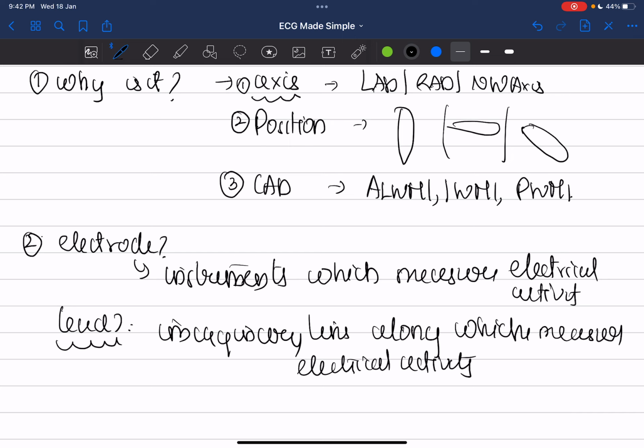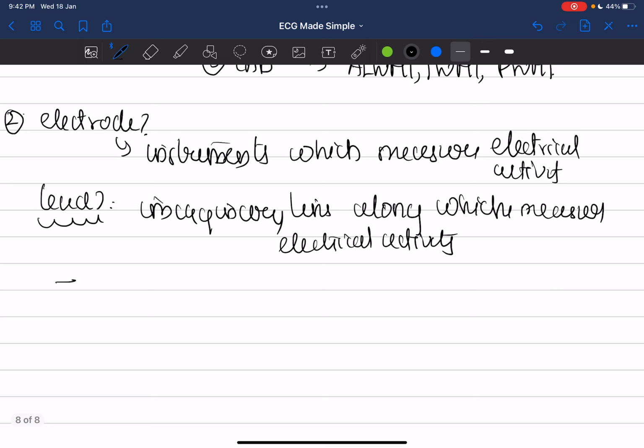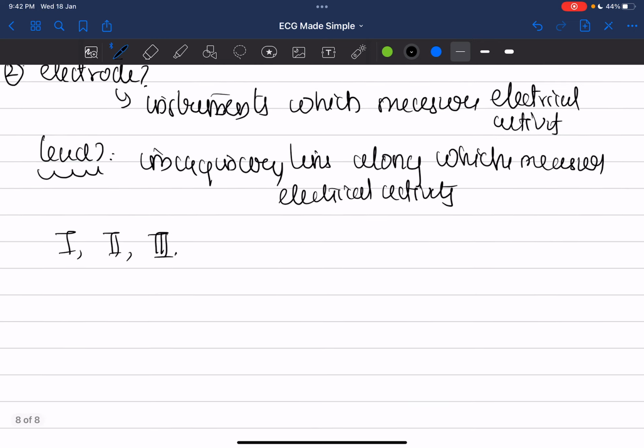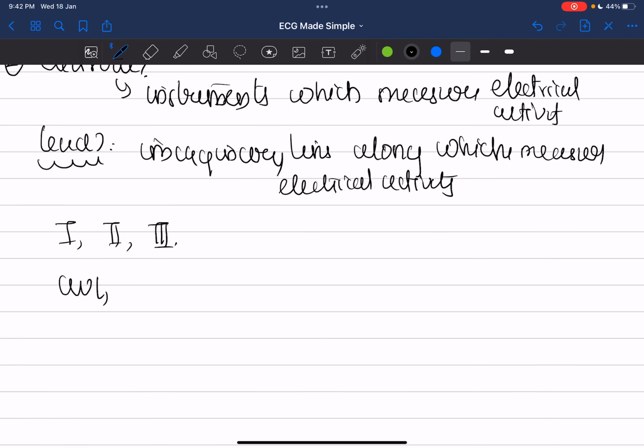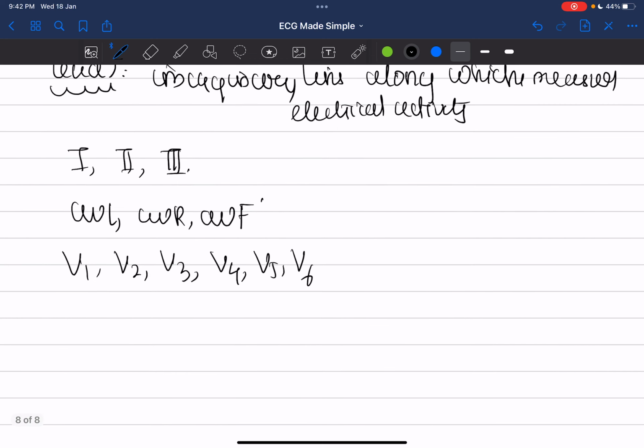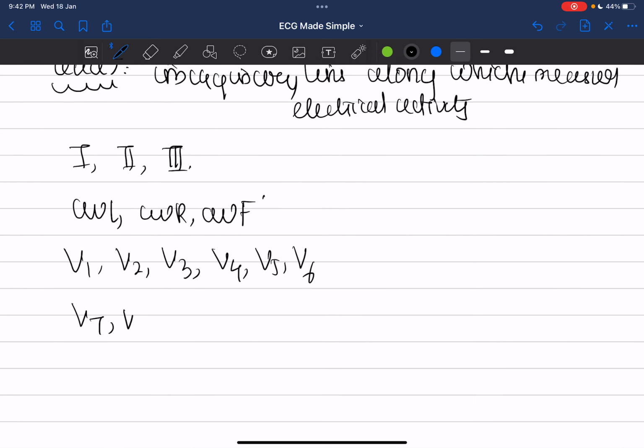I will name out the leads. There are three limb leads: lead 1, lead 2, and lead 3. And then there are three augmented leads: AVL, AVR, and AVF. And there are 6 chest leads: V1, V2, V3, V4, V5, and V6. And a few additional special leads: the posterior leads V7, V8, and V9, and RV leads. These are all the types of leads we measure.